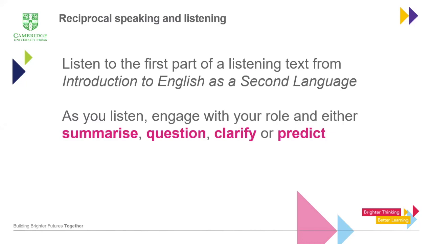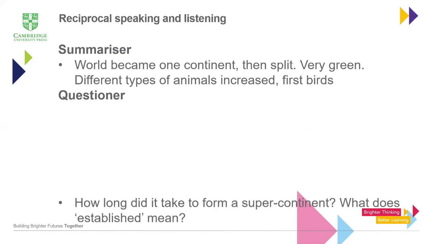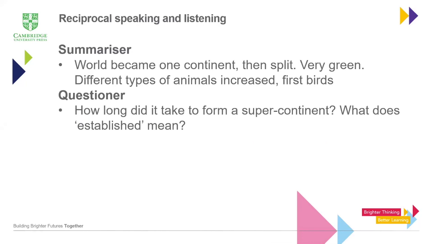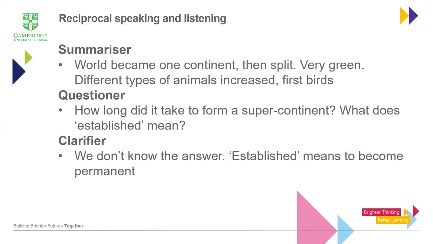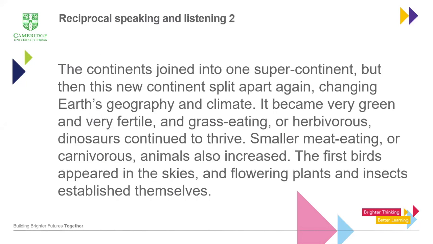And here's just my responses. The world became one continent, then it split, very green, different types of animals increased, first birds. Questioner: how long did it take to form a supercontinent? What does establish mean? Clarifier: we don't know the answer to the supercontinent question. Establish means to become permanent. And the predictor predicts details about the sea, more information about what happened next. And here's the text, just so you can have a quick read.